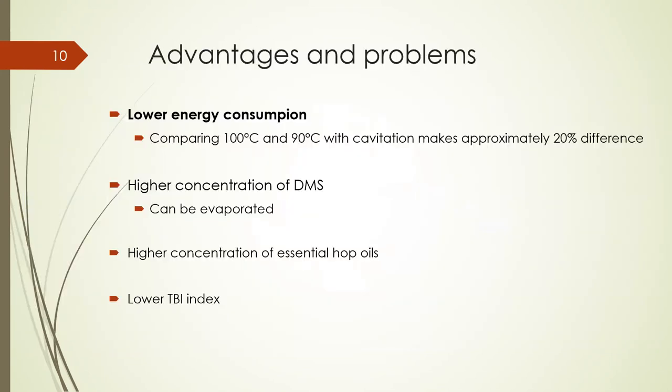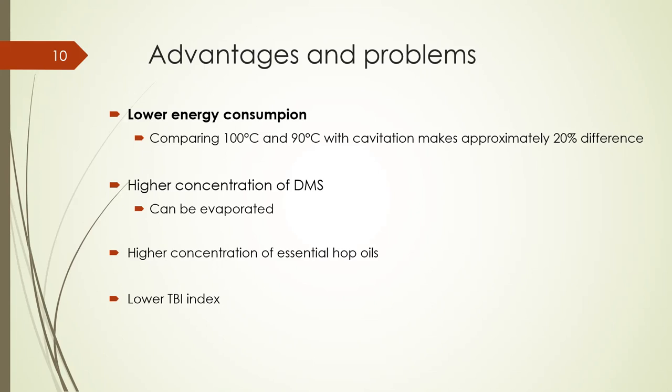Some advantages and disadvantages of this temperature lowering. So we definitely get lower energy consumption. That's clearly visible. If you lower the temperature of the wort, you definitely need to add less heat, but we've got some side effects. For example, a higher concentration of dimethyl sulfide. Dimethyl sulfide is a compound which tastes like corn, which is something you definitely don't want to have in beer. But we can get rid of it. We can evaporate it. It's really volatile, so we can just heat the wort for a short while, like 5 to 10 minutes, and we will get rid of it.